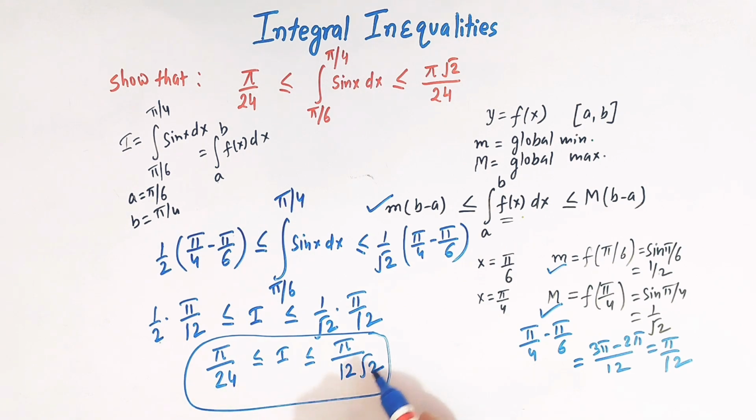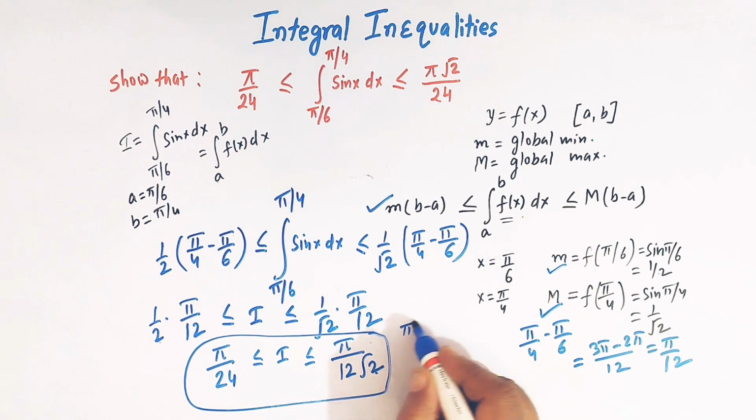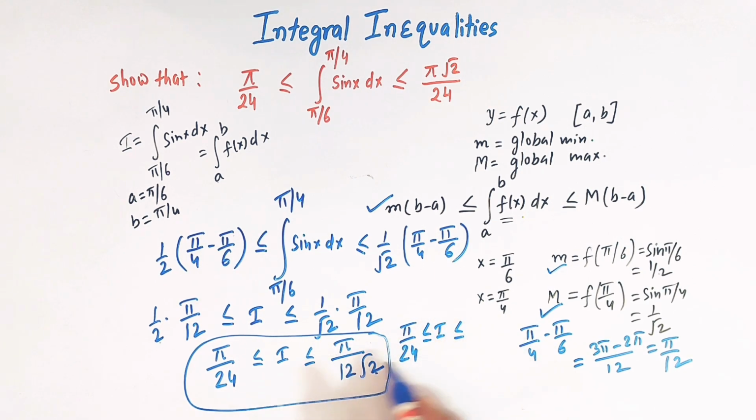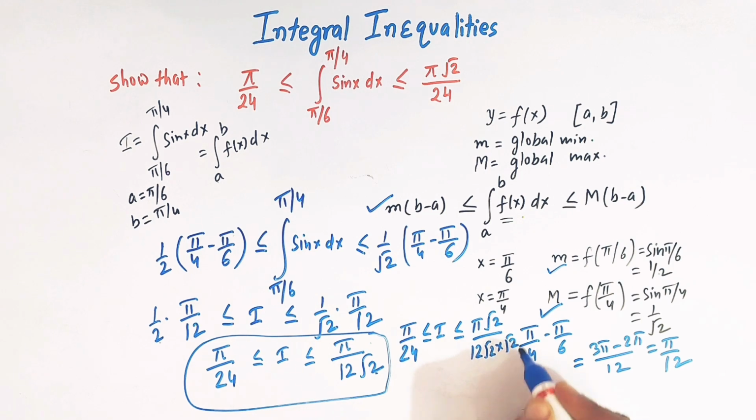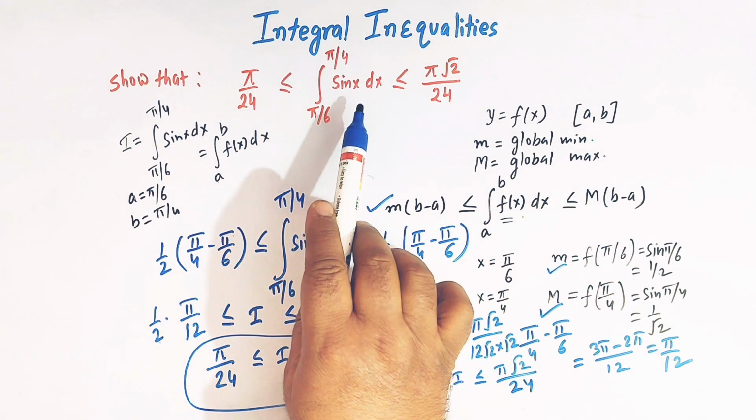Now rationalizing the numerator and denominator by square root of 2, we can easily get pi over 24, here we have I, and here we have pi times square root of 2, and here we have 12 root 2 times square root of 2. So this is pi over 24 I, and here we have pi root 2 divided by, this is square root of 2 times square root of 2 is 2, so this is 12 2s are 24, and this is our desired inequality.